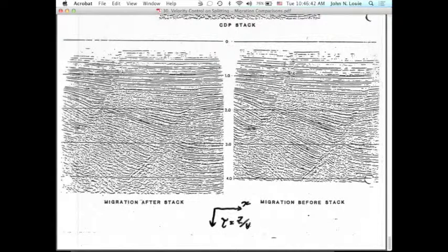Here's a migration after stack, and we're starting to get the terminations along the faults. The dips are coming in all right, what you'd expect. Is that a reflection from the fault itself? Well, it seems out of place. It's not in the right spot.